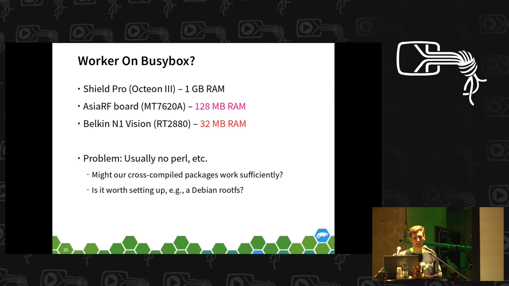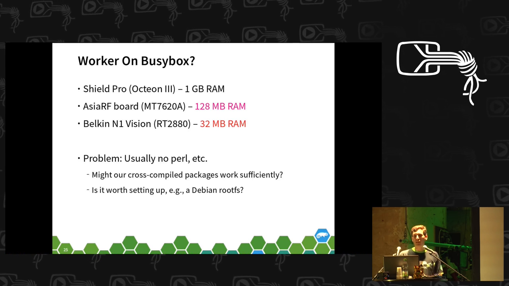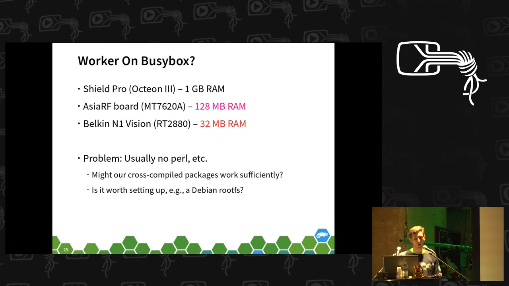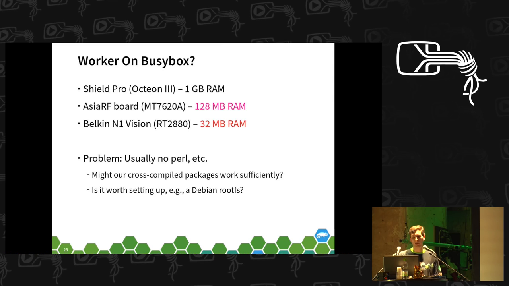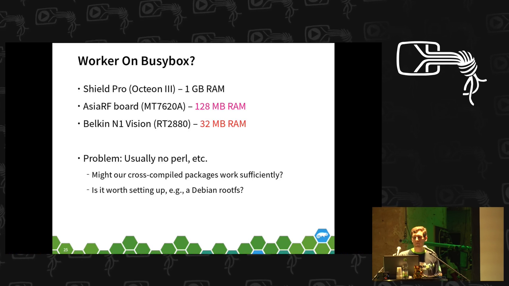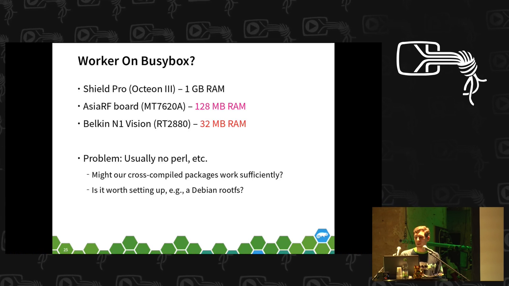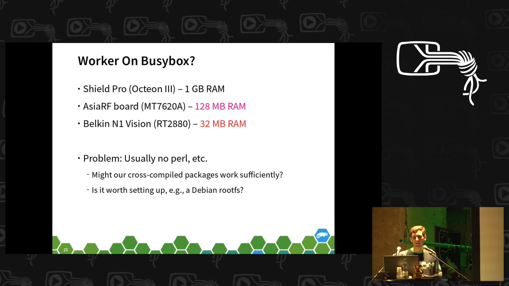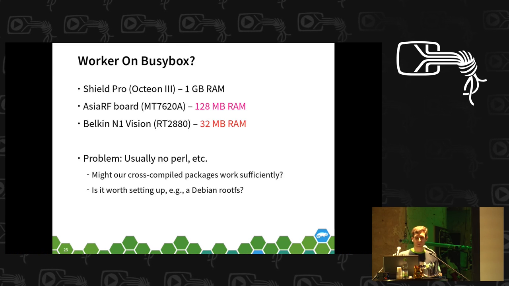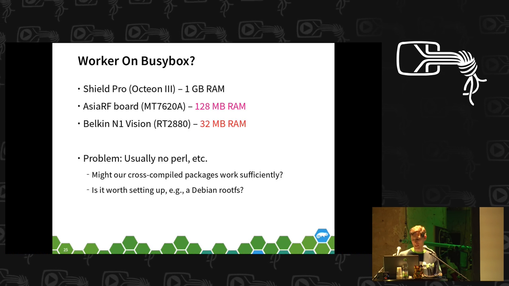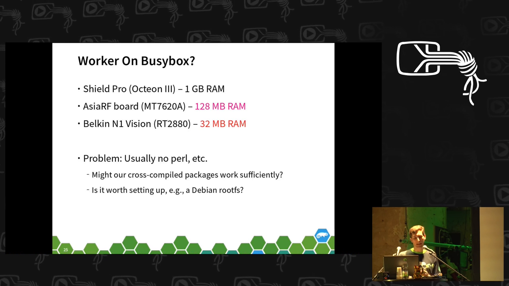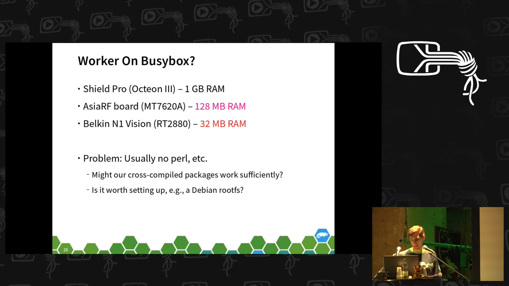So 1 gigabyte of RAM, we've been able to deal with that to some degree on ARM boards. Obviously, two would be better, but if we only have one, that works as well. 128 megabytes might actually work for running openSUSE at some point, but 32 megabytes are probably too little, not just to run on there, but in particular when it's about building things like GCC and other large packages.